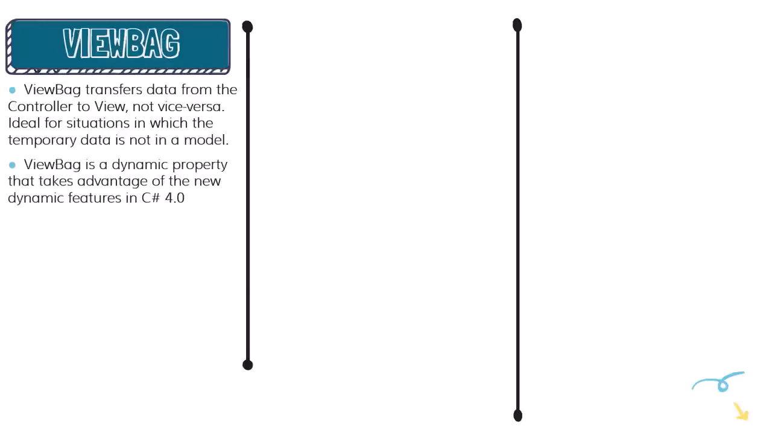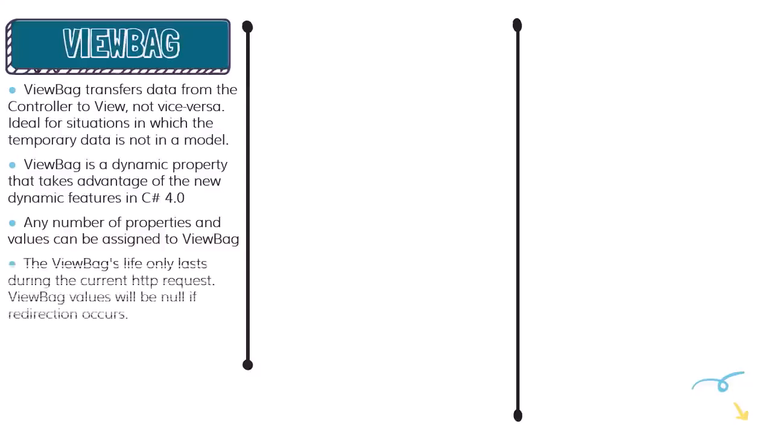View bag is a dynamic property that takes advantage of the new dynamic features in C# 4.0. Any number of properties and values can be assigned to a view bag, and the view bag's life only exists during the current HTTP request. View bag values will be null if there is any redirection. Like in our case, we will be passing the value from controller to view, and we will not be redirecting. That is why the view bag value will persist.